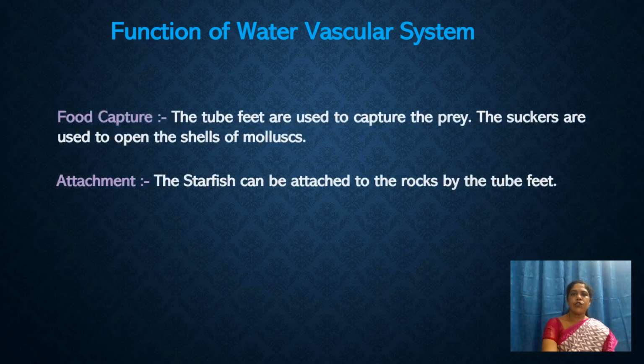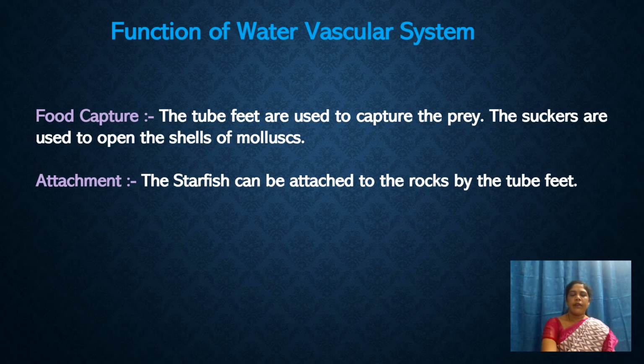The other functions of the water vascular system are for food capture. The tube feet are used to capture the prey. The suckers are used to open the shells of mollusks. And for attachment, starfish can be attached to the rocks by the tube feet.